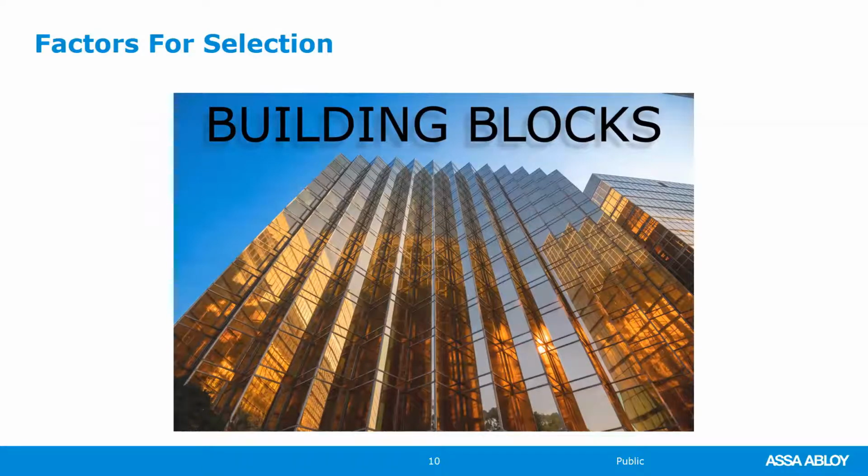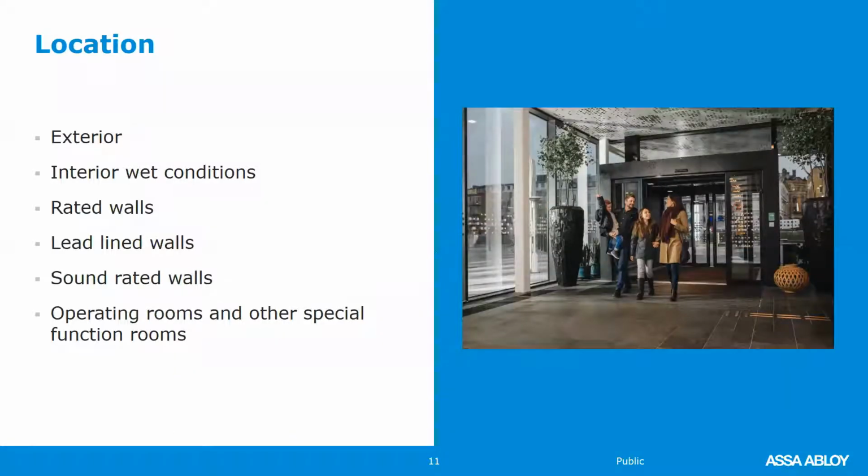There are many factors that are involved. First of all, location. Is it an exterior door? Exterior doors come with a higher security application than most interior doors. Interior wet conditions. If it's any kind of wet atmosphere, then you're going to want to use stainless steel for the hinges and the locks, or at the very least for the hinges.